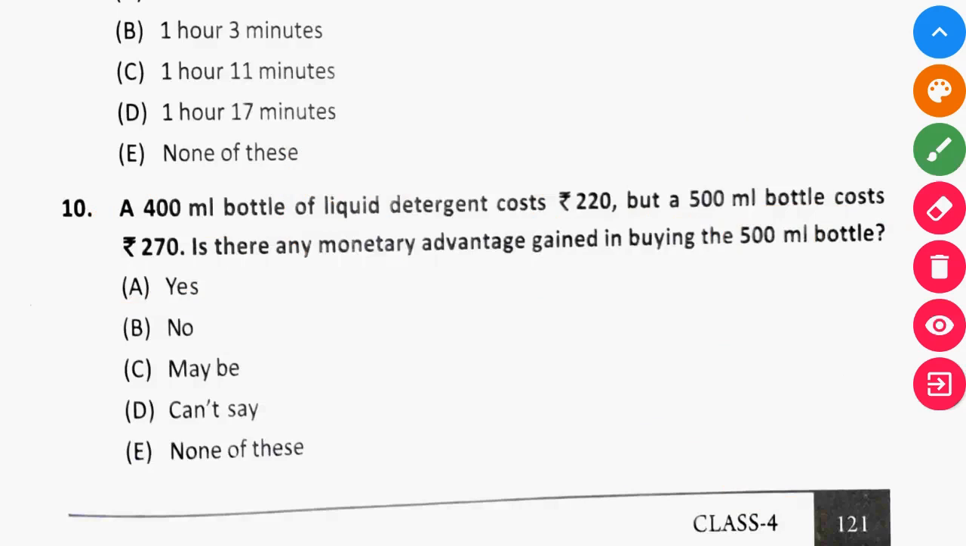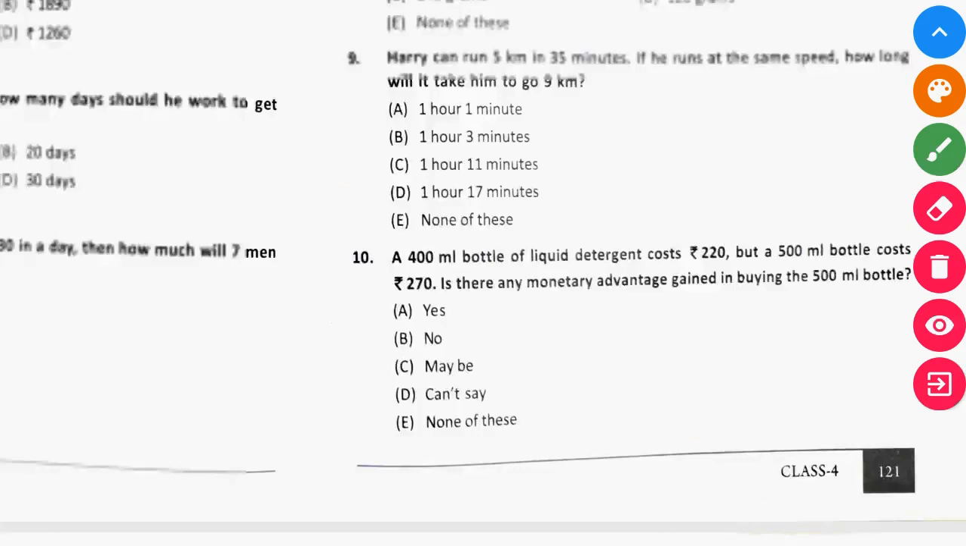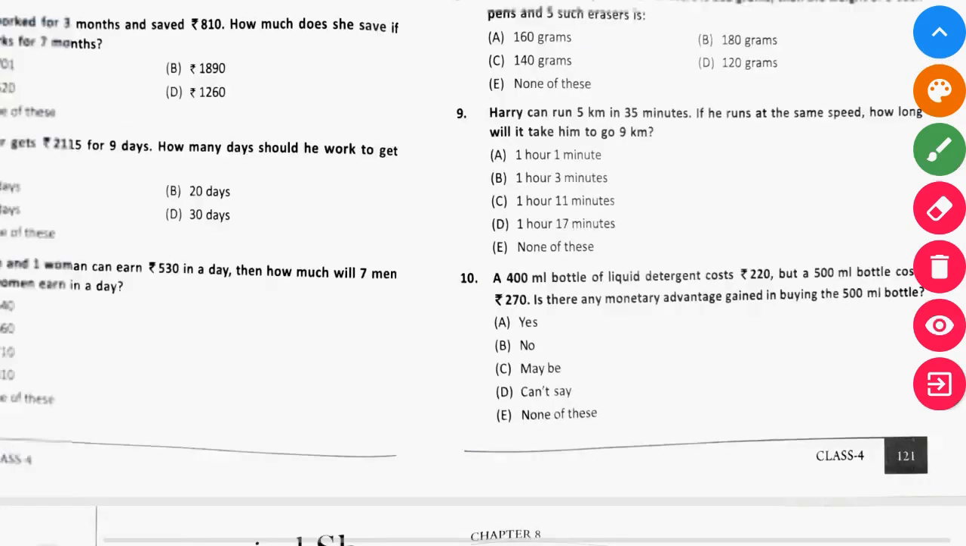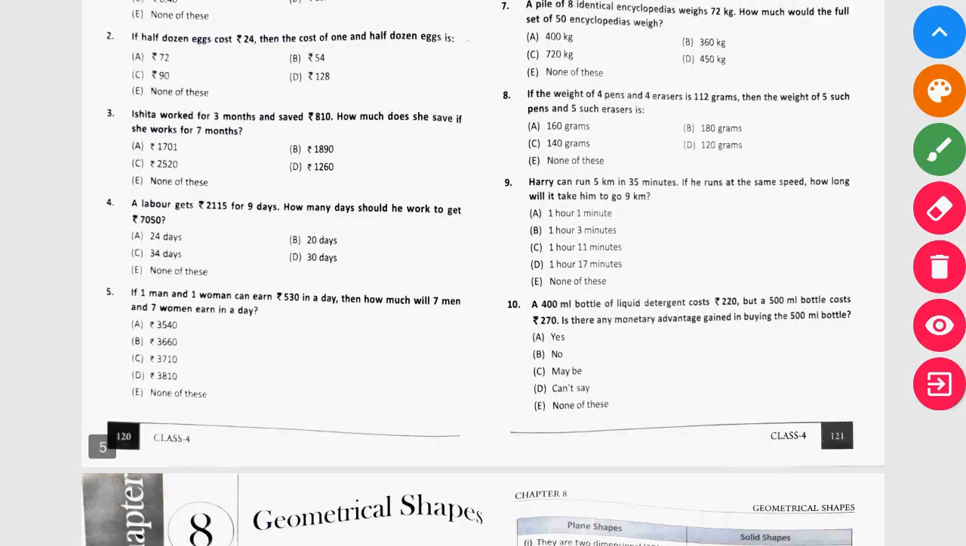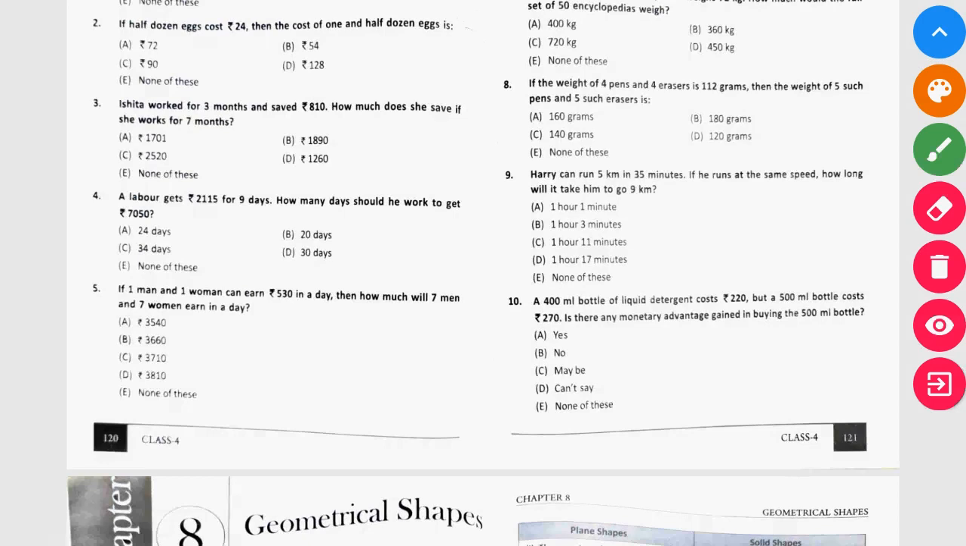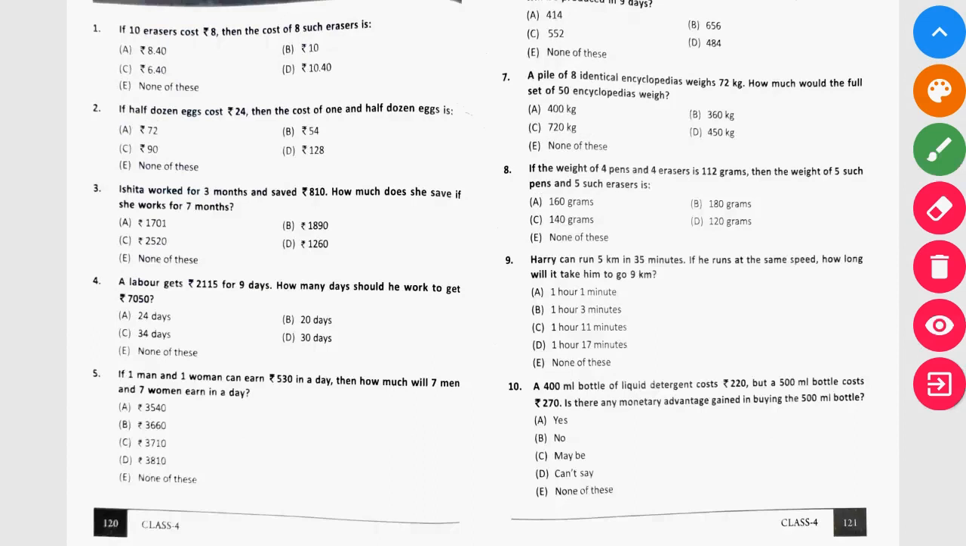I hope you understand this unitary method chapter. So for such Olympiad examples, go through our remaining videos also.